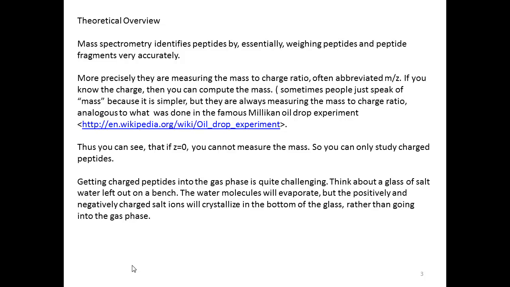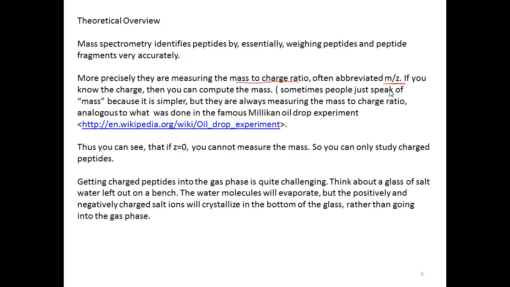Now we can talk about weighing or measuring the mass, but what you're really measuring is the mass to charge ratio, and you'll see this abbreviated as m/z, mass to charge. And from this number, if you happen to know the charge, which you can deduce from the mass spectrum, you can then compute the mass. So if you see a signal at 500 Daltons and you know that that peak is due to a +2 charged particle, then you'll know that the mass of the original peptide is right around 1,000.